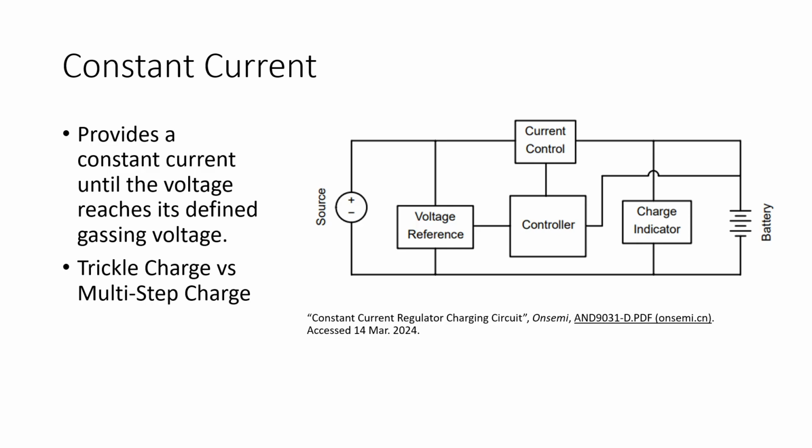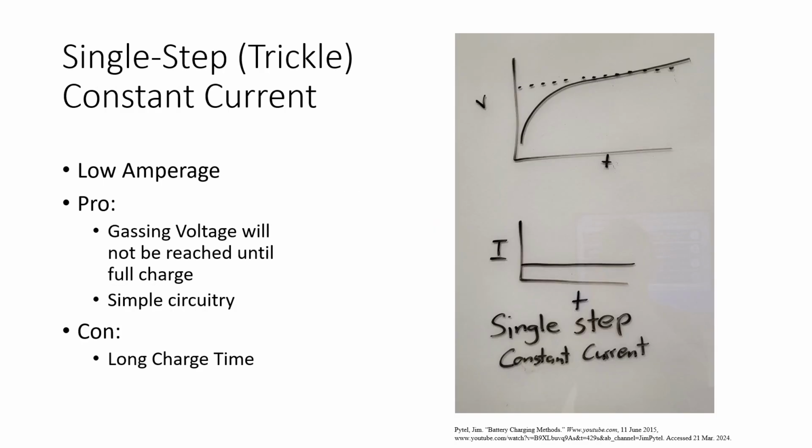So now we're going to talk about 2 different types of constant currents, trickle and multi-step. Trickle can also be called single step, so single step and multi-step. Simple enough. Single step, trickle, is a very low amperage, very slow and steady approach. Just slowly dripping water into a bucket until it fills up. Very low current, as you can see on the right. You have a current versus time.